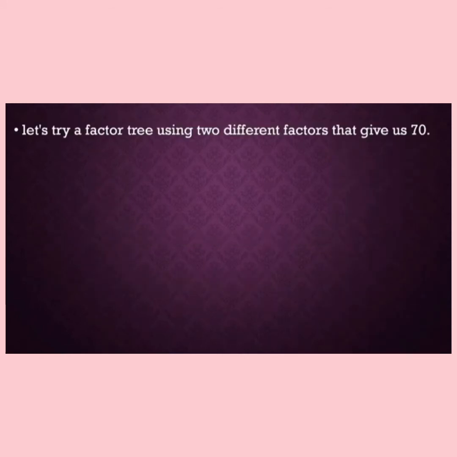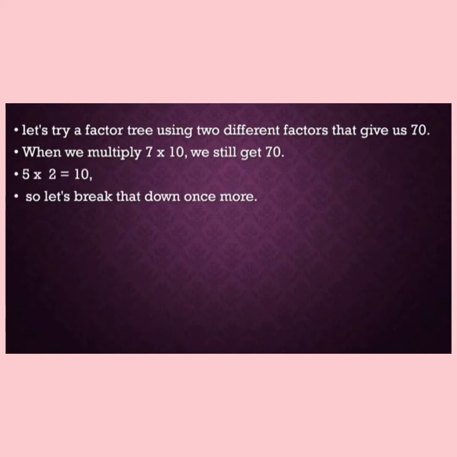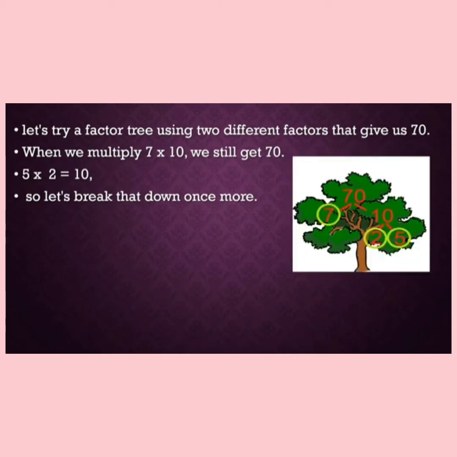Let's try one more factor tree using two different factors that give us 70. When we multiply 7 into 10, we still get 70. 7 is a prime number. But what about 10? 5 into 2 is equal to 10. So let's break that down once more. Now the number cannot be broken down any further.